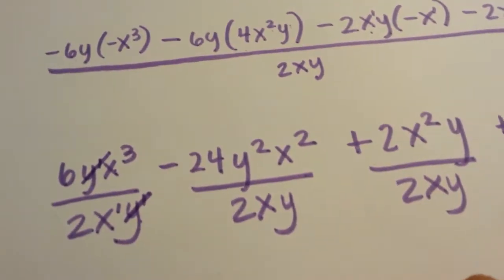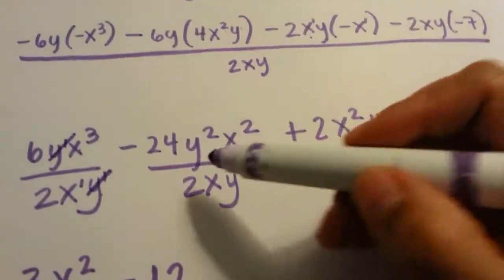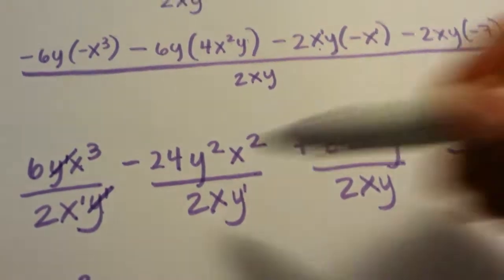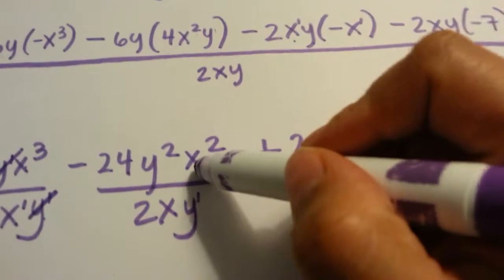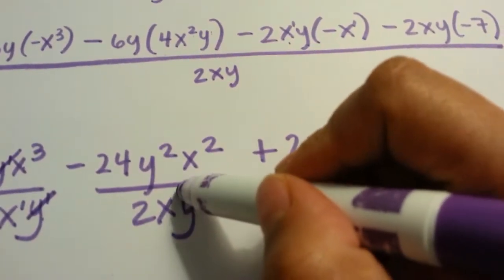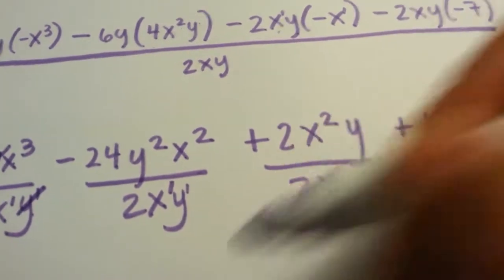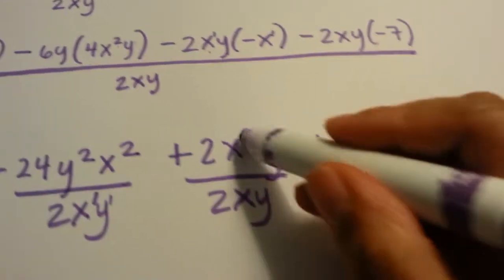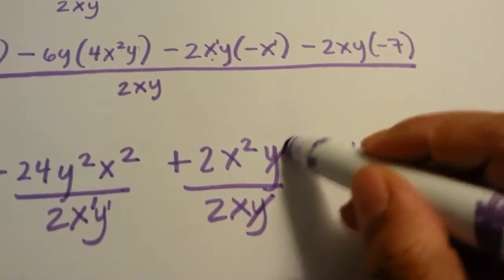24 divided by 2 is a 12, right? Minus 12. Now you have to subtract exponents. You have y squared and a y. So 2 minus 1 is 1, so you have 1 y left over. X squared and x. Remember, this is also x to the first. 2 minus 1, it means you have an x left over. 2 over 2 is a 1. X squared over x, you have an x left over, and then the y's cancel.